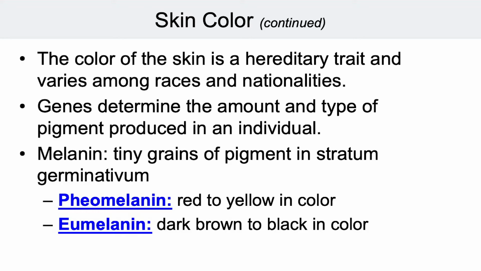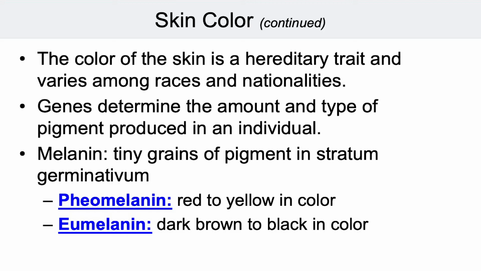Pheomelanin produces light colored skin, your red to your yellow hair colors. Your eumelanin is your dark or black hair for dark colored skin. It just depends on how much melanin and melanocytes you have in your skin that determines those two things. Think about a way to remember it.